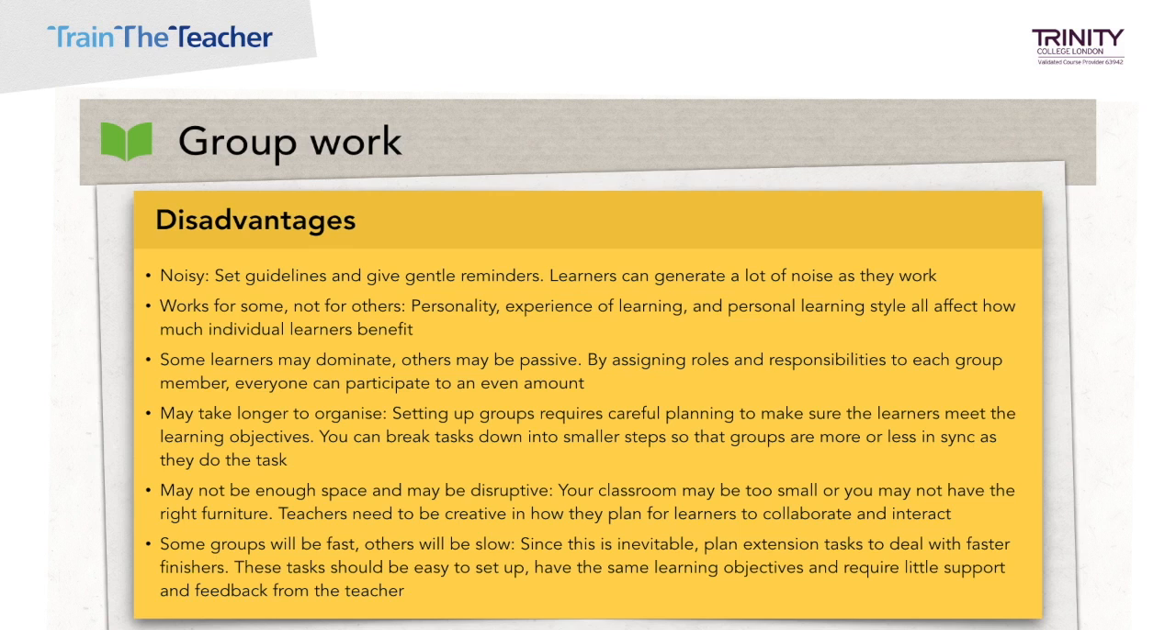Some learners may dominate, others may be passive. One way around this is by assigning roles and responsibilities to each group member. Everyone can participate to an even amount. It may take longer to organise. Setting up groups requires careful planning to make sure that learners meet the learning objectives. With young learners particularly, you can break tasks down into smaller steps so that groups are more or less in sync as they do the task.